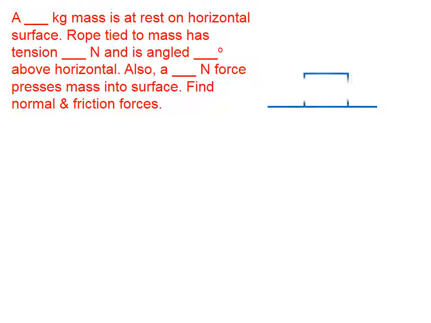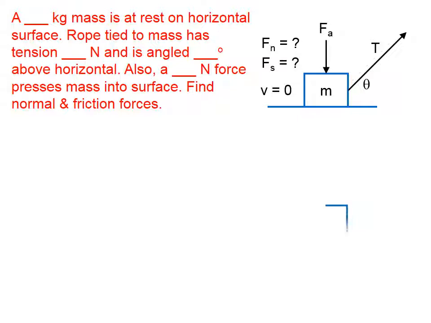Here we've got a mass at rest on a horizontal surface. A rope is tied to the mass, and it has a certain tension, and it's angled so many degrees above horizontal. I've represented that in the picture here on the right. Also, a so many Newton force presses the mass into the surface. That's this applied force, pressing the mass into the surface. Find the normal and the friction forces. Clearly this is going to be static friction because the object is at rest.